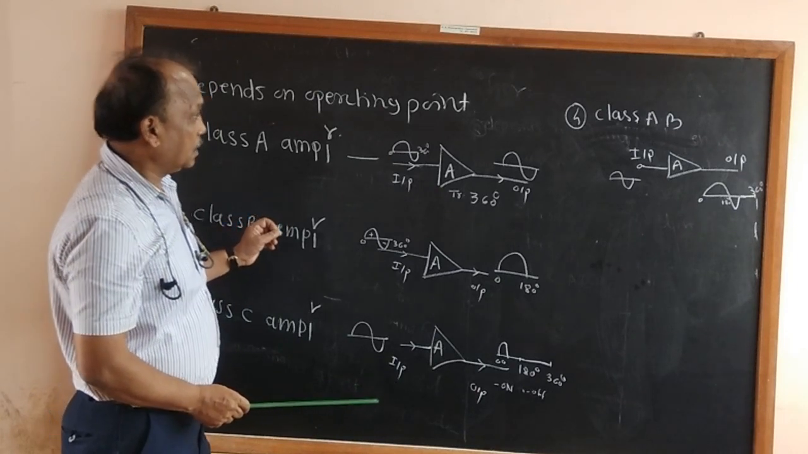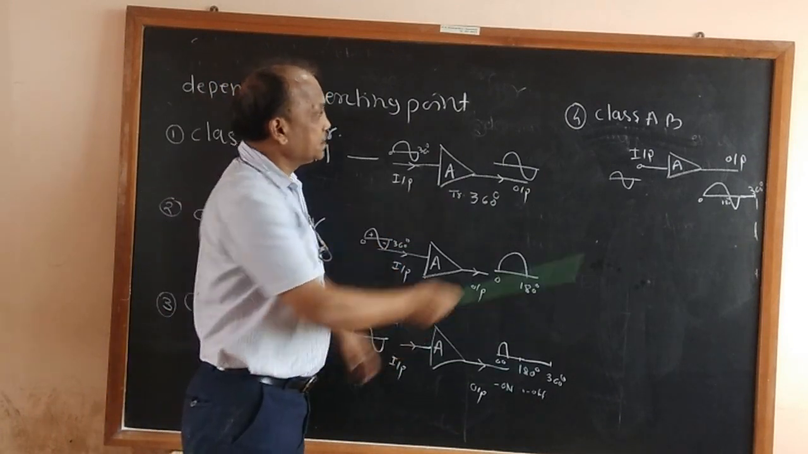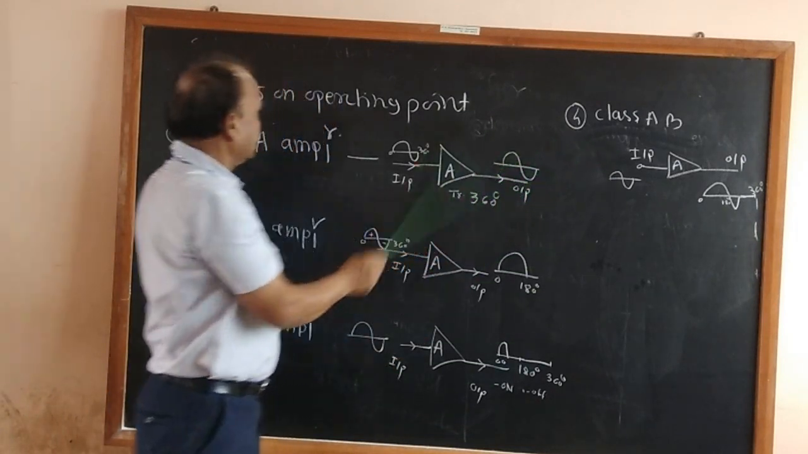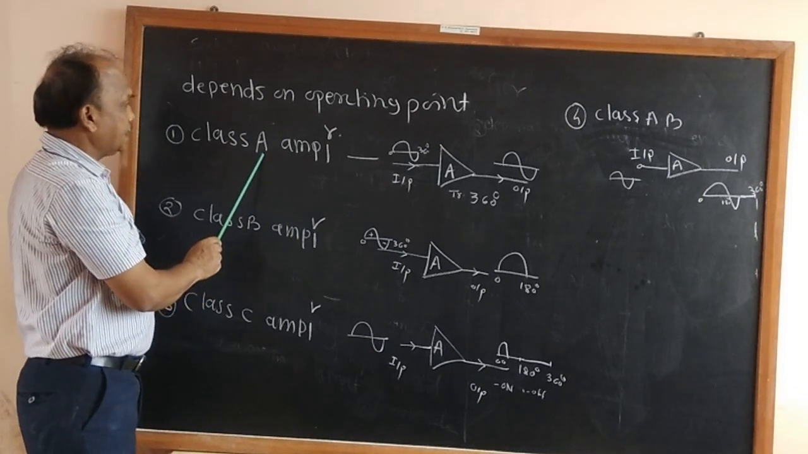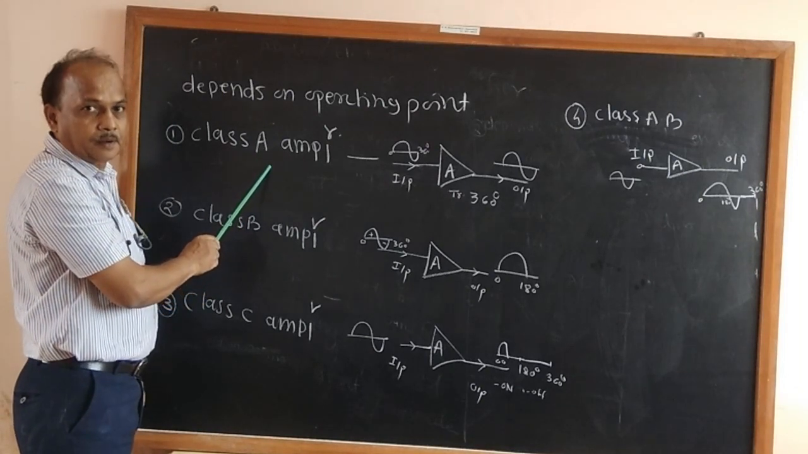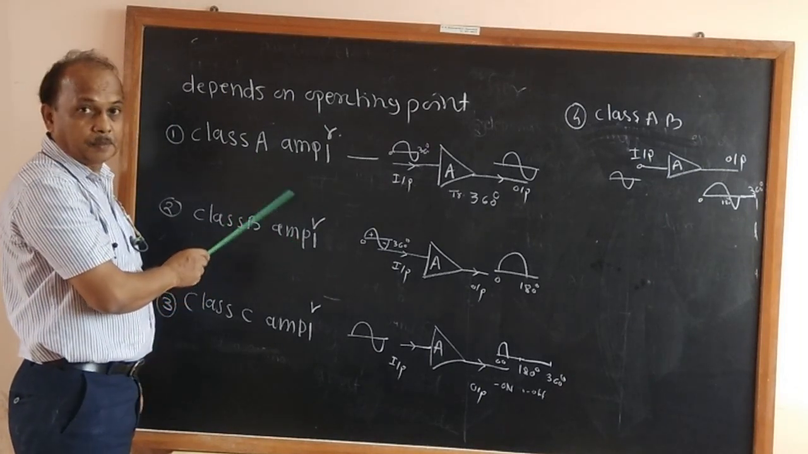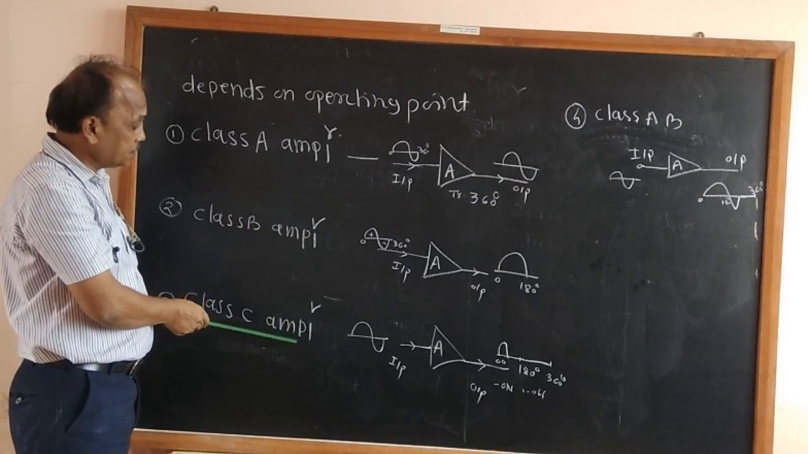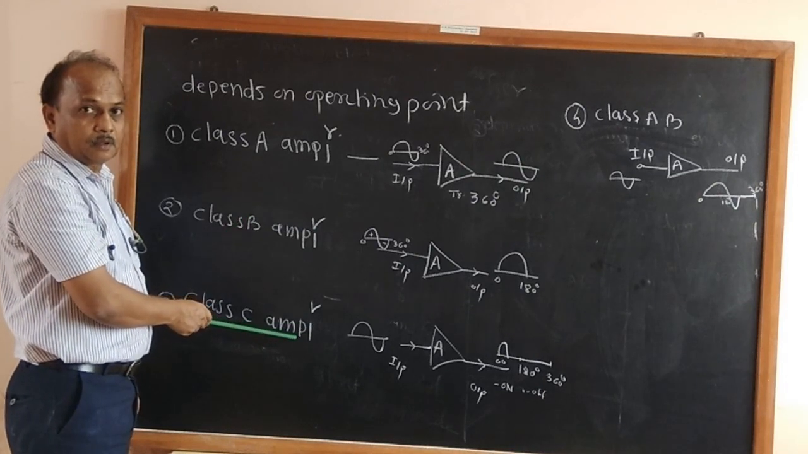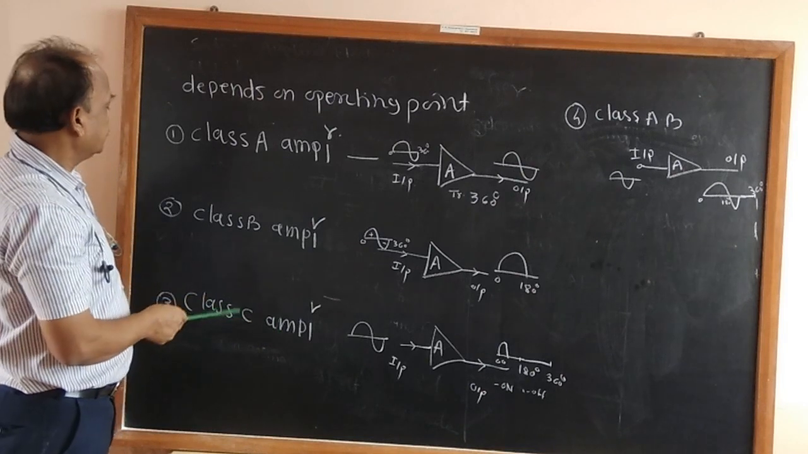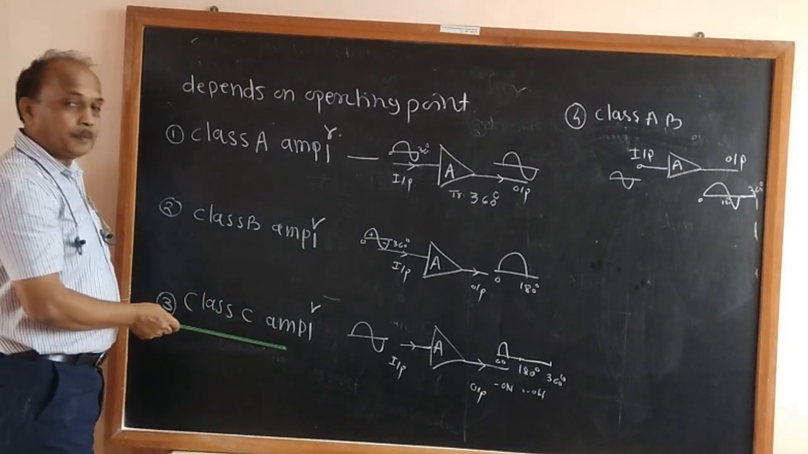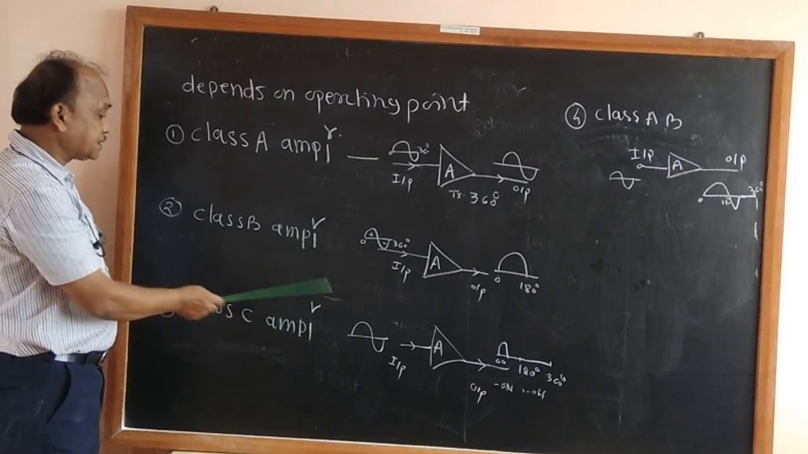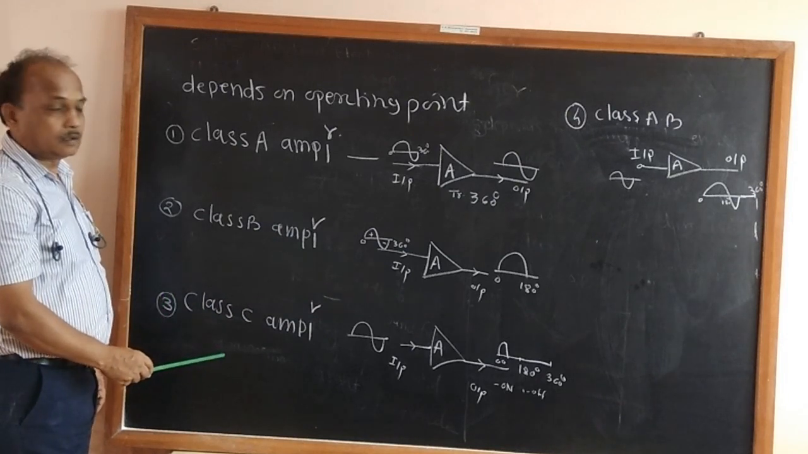So I can repeat once again. The efficiency of a class AB amplifier is greater than the class A amplifier but less than the class B amplifier. Also less than the class C amplifier. Okay. Now practically, in the power amplifier we are using the class C amplifier.